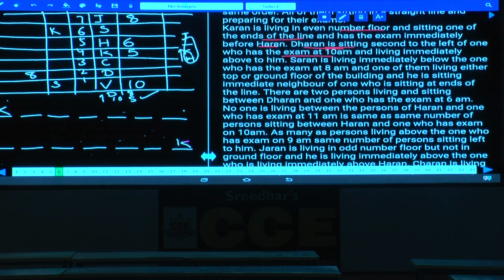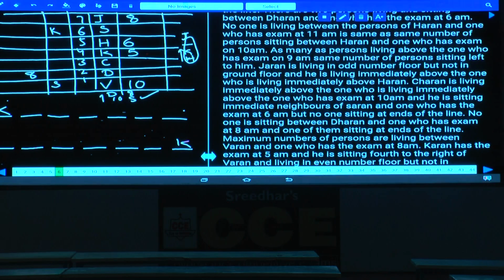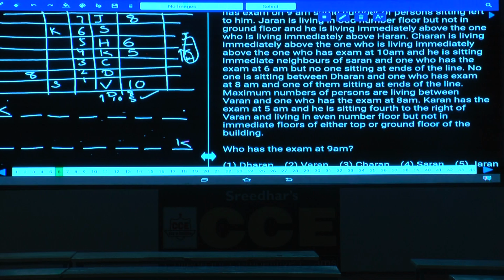Dharan, Varan. Where is Varan here? Now any information regarding Varan? Last one. Karan has the exam at 5 a.m. and he is seated 4th to the right of Varan. Now since Karan is seated 4th to the right of Varan, this case is completely ruled out. And Varan, 4th to the right of Varan, must be here. If Varan is here, this is 10. Now one more information, second to the left of 10 hours, isn't it?